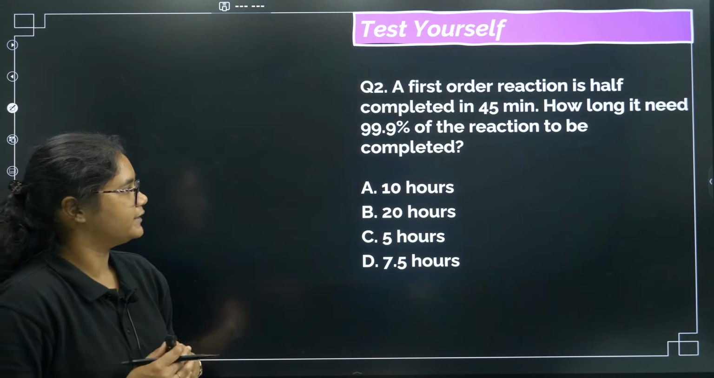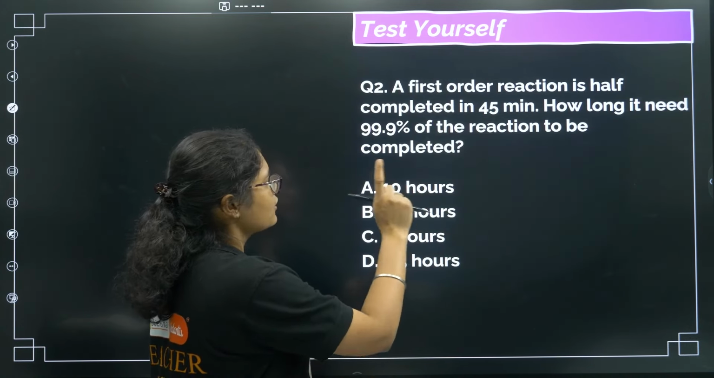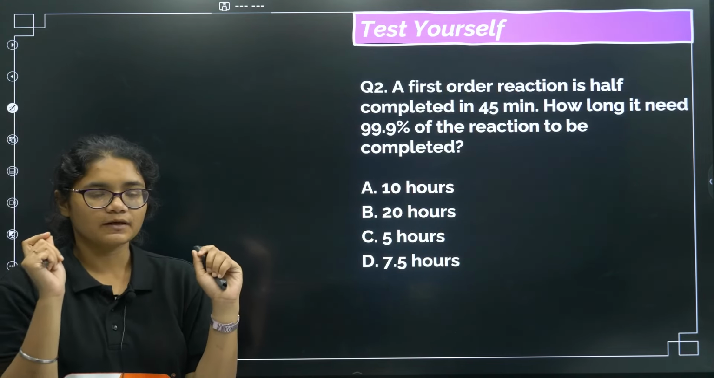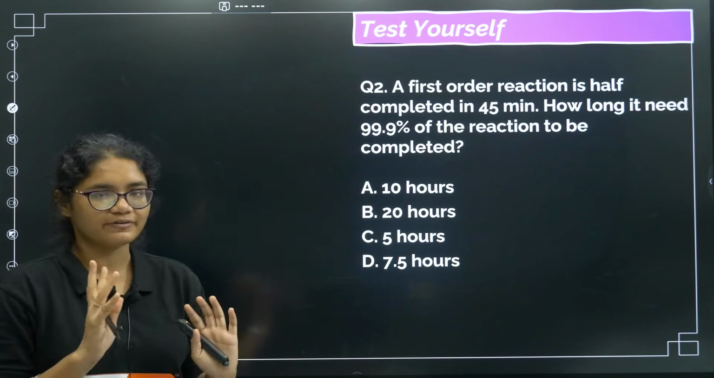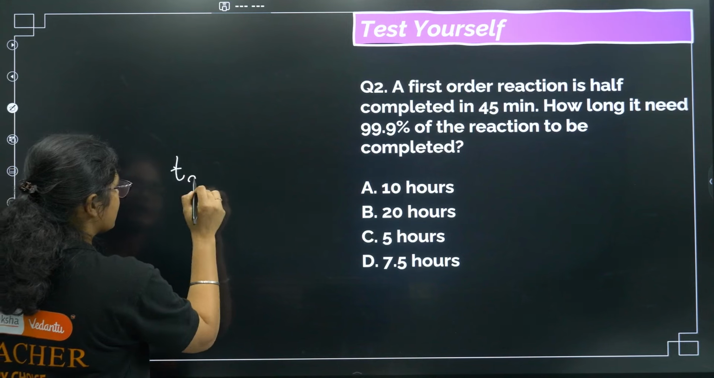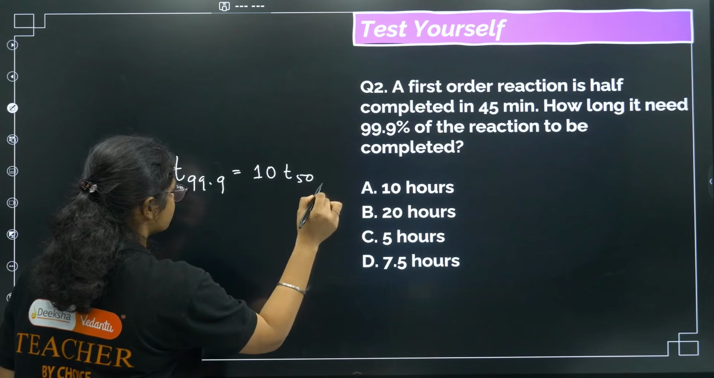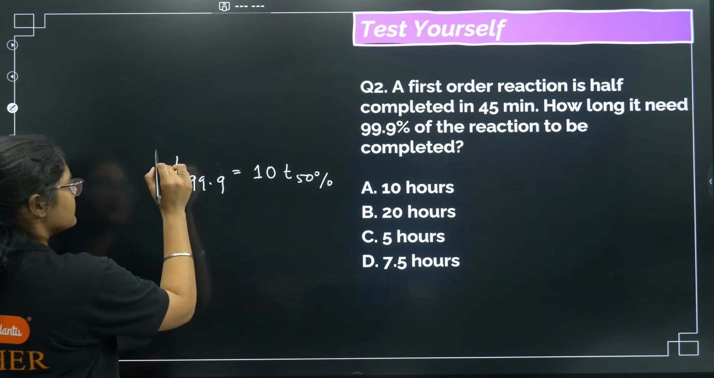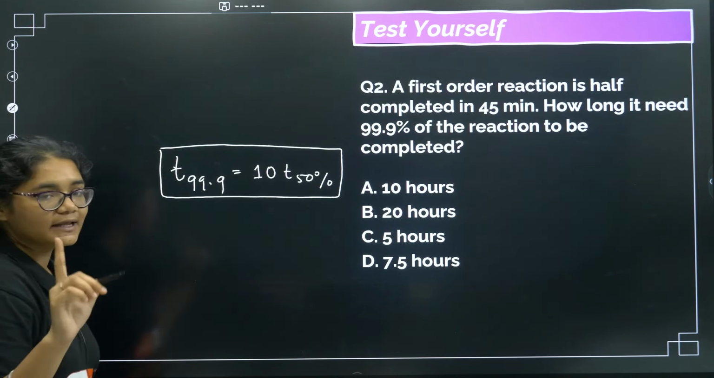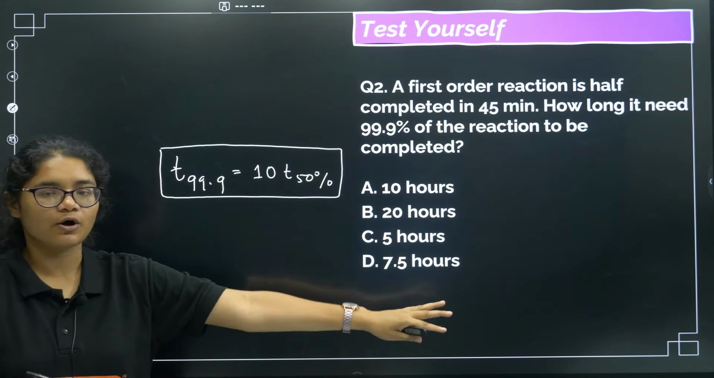And the second question here is, a first order reaction is half completed in 45 minutes. How long does it need for 99% of the reaction to be completed? Okay, so I have missed one piece of information to tell you regarding half-life. So I'll write two formulas here that you need to remember. Remember that T99%, okay, is equal to 10 times of T50%. Okay, please remember this value. T99.9% is equal to 10 times of T50%. Okay, this formula you have to remember and try to use this formula to solve this question.